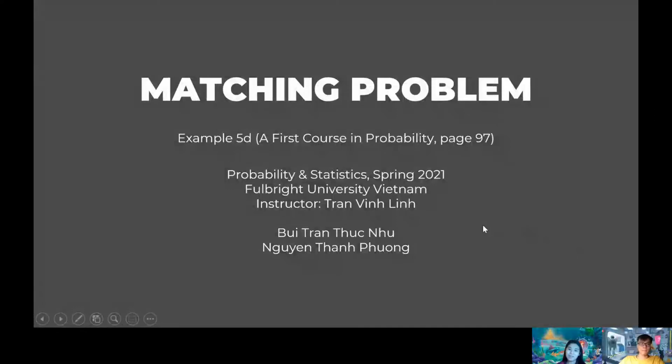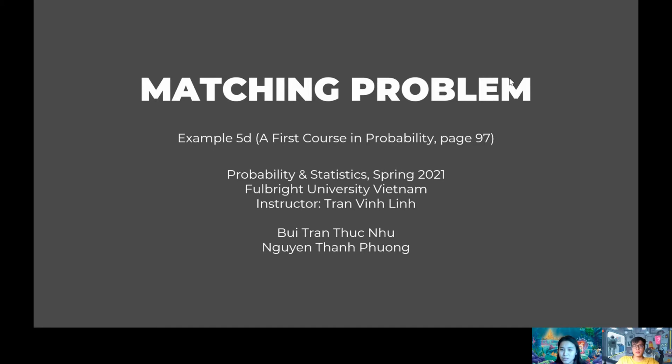This is our midterm project for a course at Fulbright University called Probability and Statistics. So today we're going to introduce you to a pretty iconic problem in probability, which is called the matching problem. This problem is taken from a book called A First Course in Probability. Okay, let's dive right in.